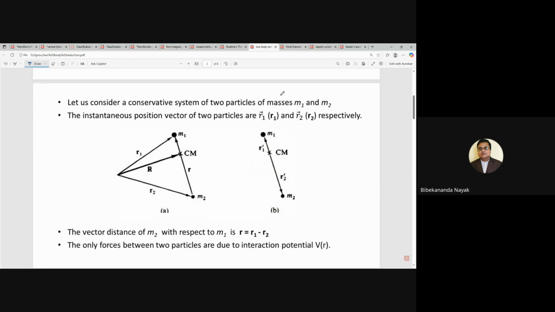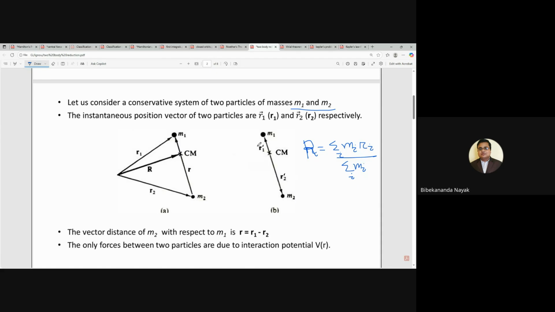Let us consider a conservative system of two particular masses m1, m2. These are the masses given here. There is a center of mass between them, and you know the relation. The center of mass position vector, let's say capital R, is equal to the sum over i of m_i r_i, divided by the sum over i of m_i. Here that means m1 r1 plus m2 r2 by m.